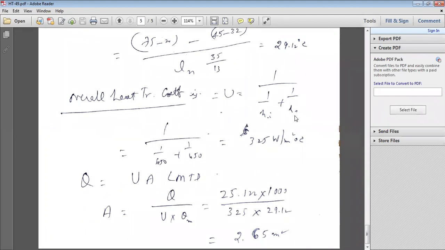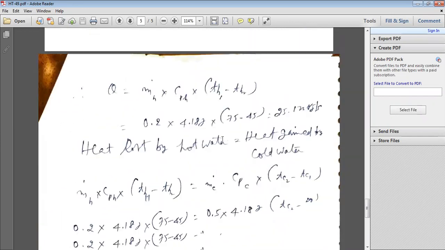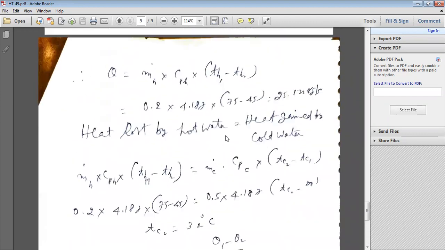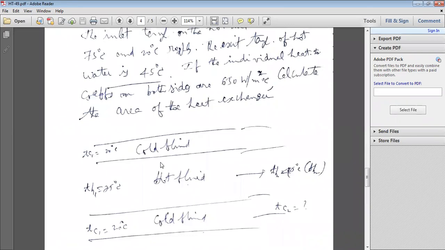While discussing conduction heat transfer, convection heat transfer, and two-sided convection heat transfer in the earlier classes, I explained how we calculate the overall heat transfer coefficient. That is very important here, because the overall heat transfer coefficient is not given directly in this problem. Instead, the individual heat transfer coefficients on both sides are given: the inside hot fluid convective coefficient and the outside cold fluid convection coefficient.